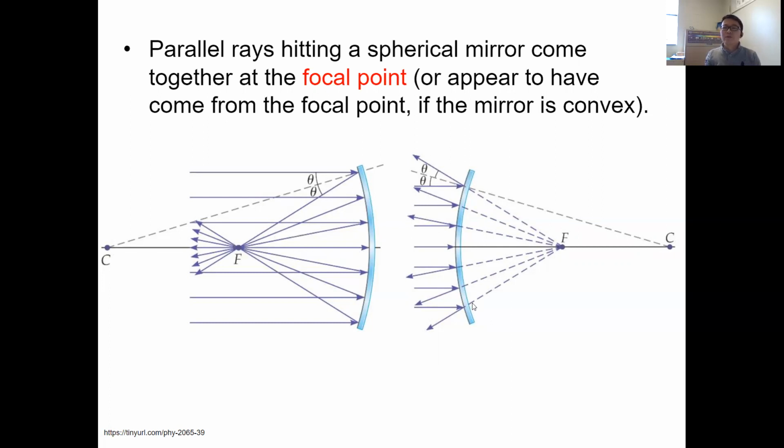For the convex mirror, if you have rays parallel to the principal or central axis, when they get reflected, they do not actually meet at a common point. But if you extend back the reflected rays, they will intersect behind the mirror. This point is the focal point for the convex mirror. The distance from this point to the mirror is called the focal length. This is the F. Again for notation, C for center of curvature, F for focal point.